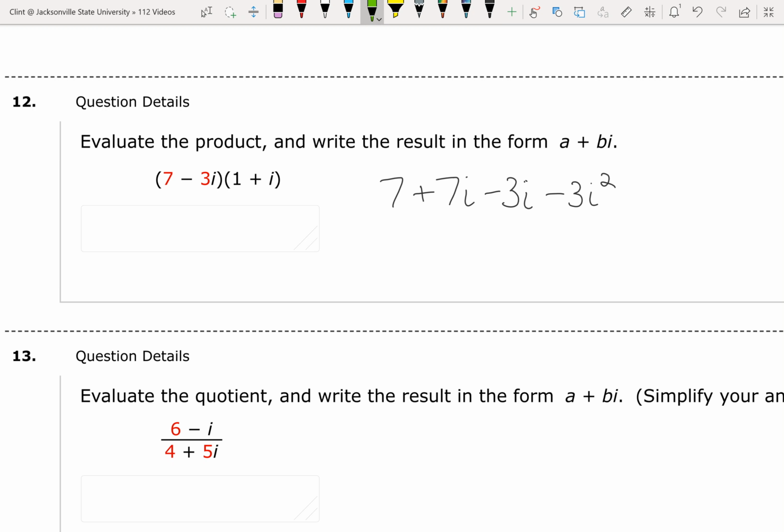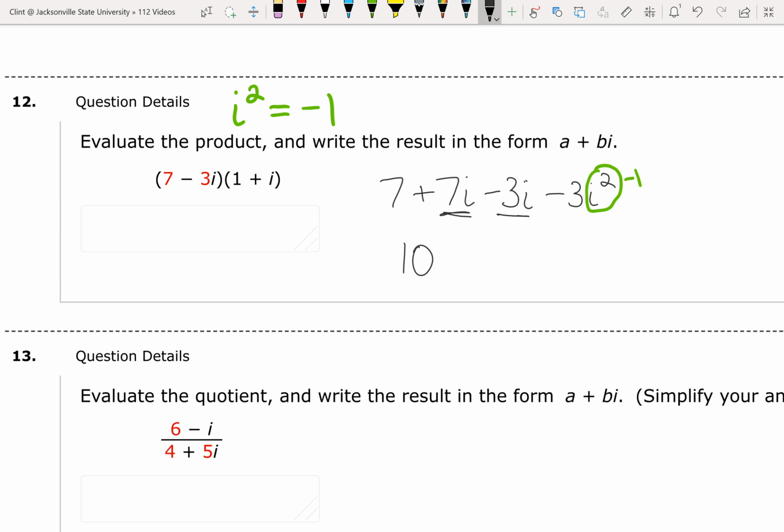Okay. Remember a very important relationship. i squared equals negative 1, so we can simplify. So this thing is going to be negative 1, so we have negative 3 times negative 1. So there, negative 3 times negative 1 will give us positive 3. 7 plus 3 will give us 10 for our real part.